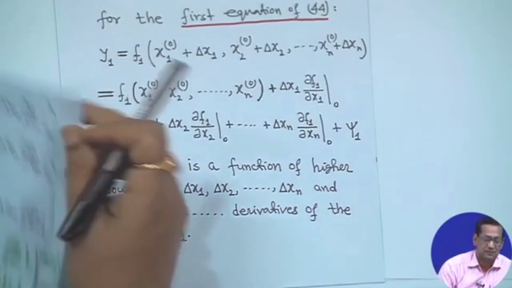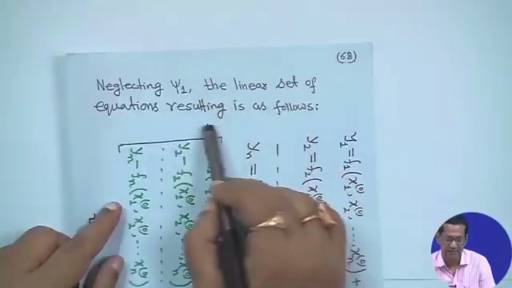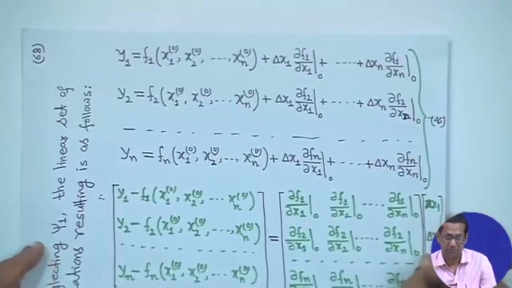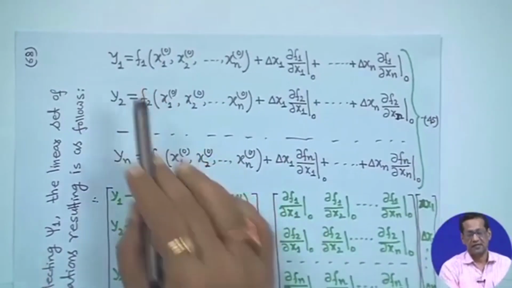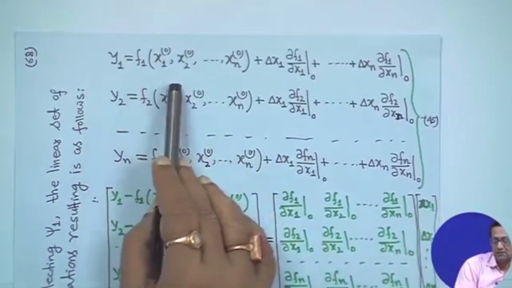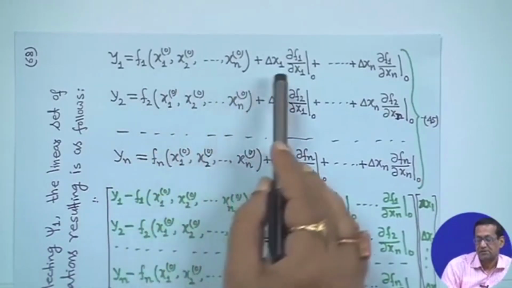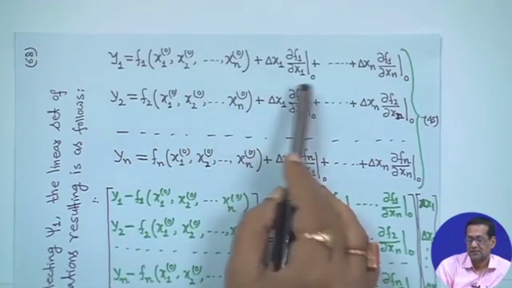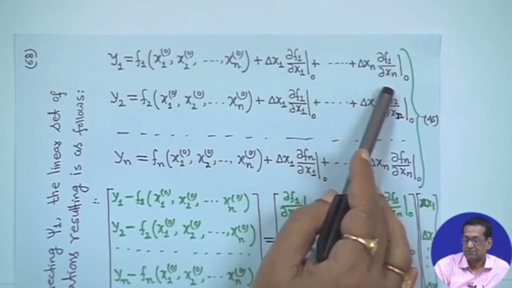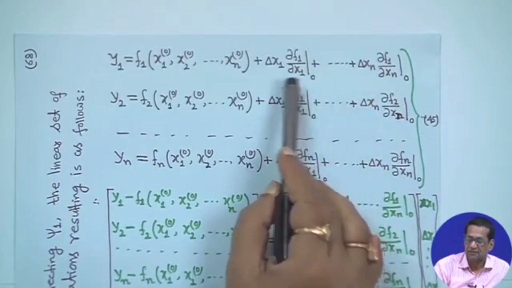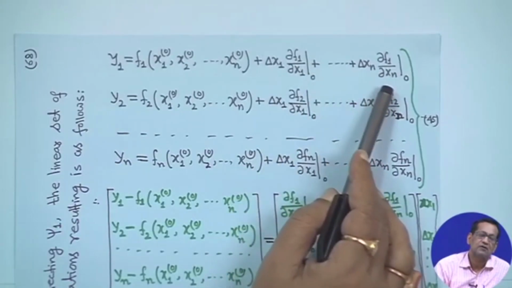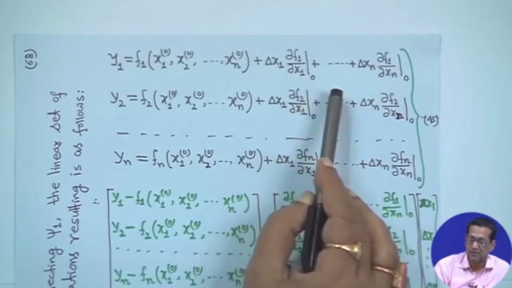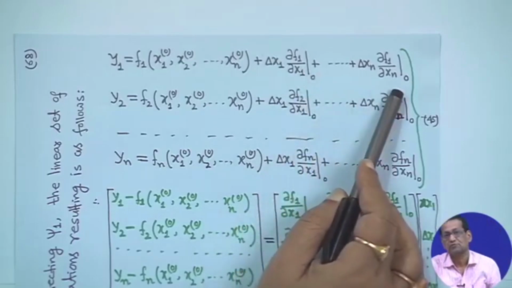So, next I will rotate this one. Neglecting psi 1, the linear set of equations resulting is as follows. So, y1 is equal to f1(x1^0, x2^0, up to xn^0) plus delta x1 del f1 upon del x1 plus up to delta xn del f1 upon del xn. For all these values of del f1 upon del x, you have to substitute the initial values and evaluate, that is why this was shown.